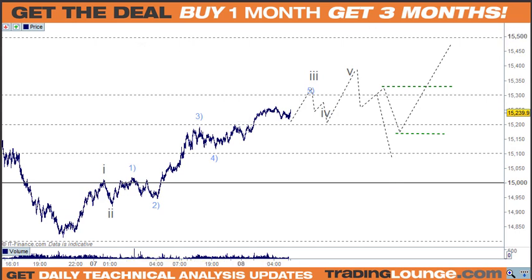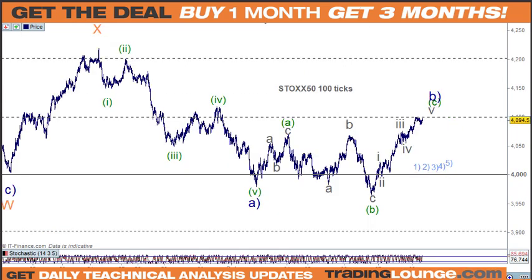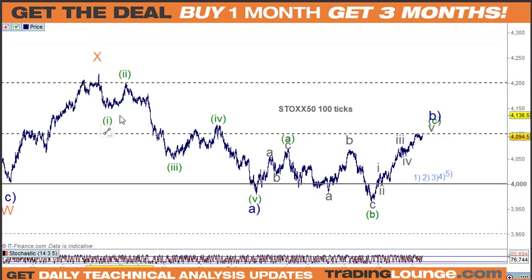Let's just move along and have a look at the STOXX 50. So yeah, it's the same thing here as the DAX. So I'm calling this 1, 2, 3, 4 and 5. It makes sense. There's 1, 2, 3, 4, 5 there for the nice third wave. 1 and 2 is good, 3 is good, 4 is a little bit high, but it's okay, and then down for 5 here.